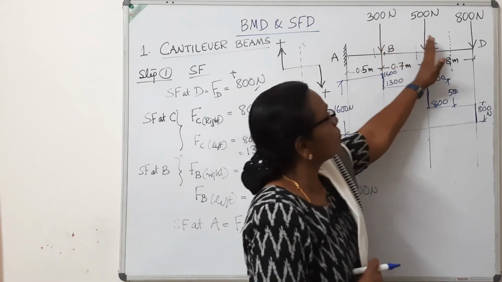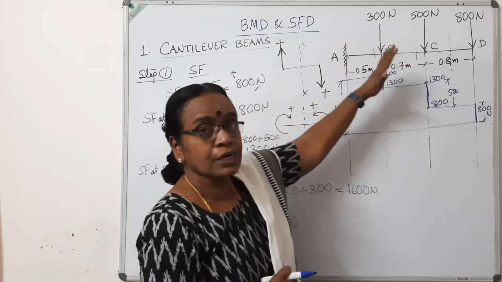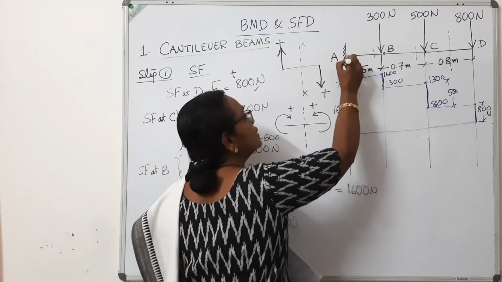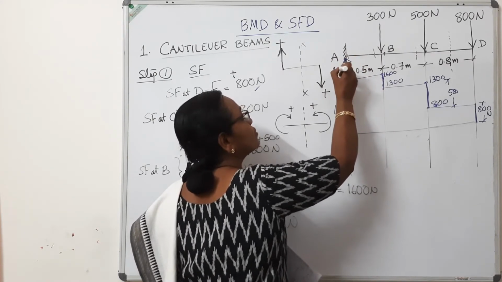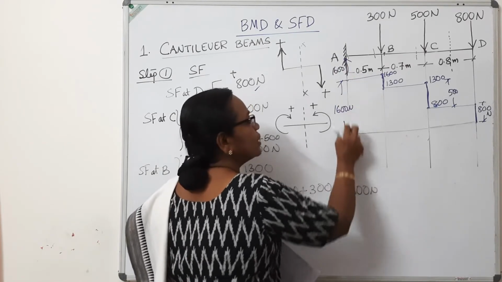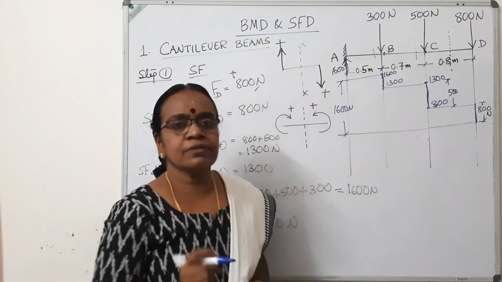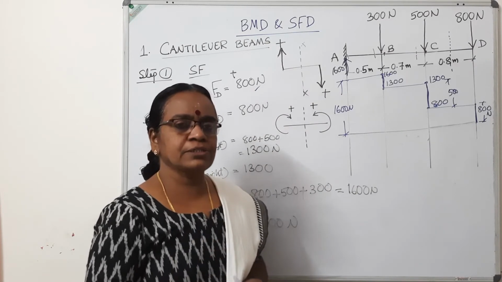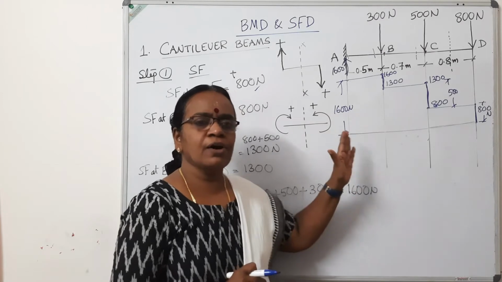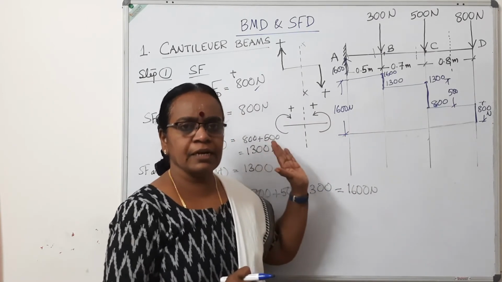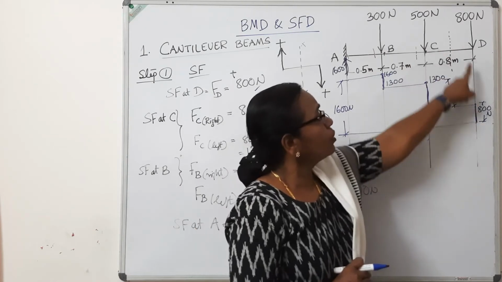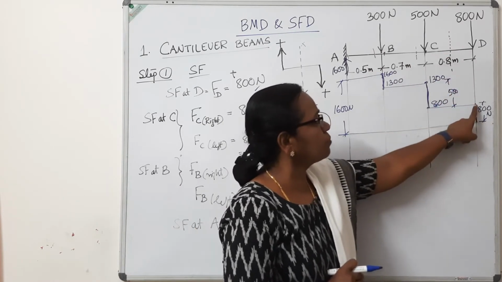Actually 3 plus 5 plus 8, 1600 is the total load. That load will be the reaction at this support. The vertical reaction at this support will be 1600. So there is a vertical line 1600. If you don't understand that, doesn't matter. Shear force diagram is nothing but algebraically adding the vertical forces. In the cantilever beam, start from the free edge. Downward load is positive, so you have marked 800 above the line.